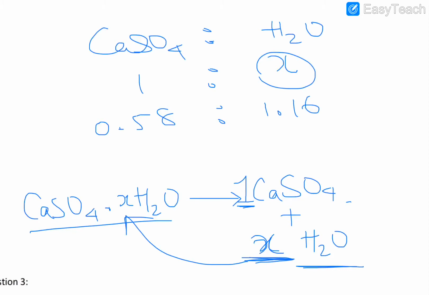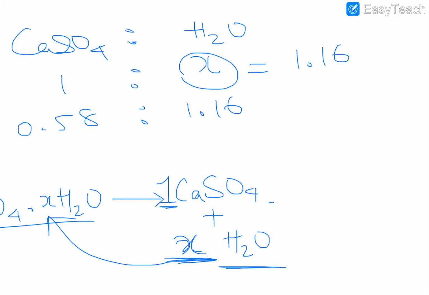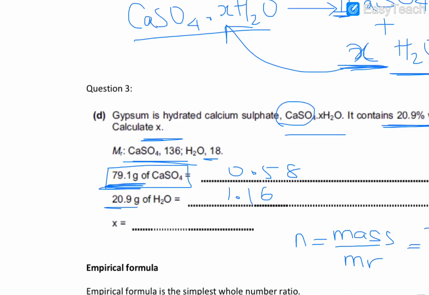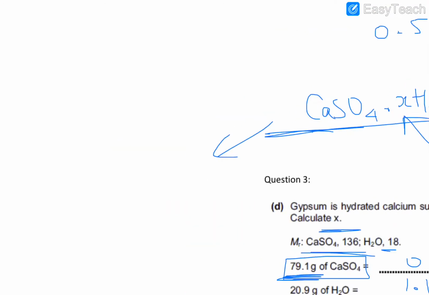So X would just be 1.16 divided by 0.58, which will give me 2.00. So hence the value of X, you need to round this up to the nearest whole number. X is equal to 2. So hence the formula of the hydrated salt is calcium sulfate dot 2H2O. Here you go.